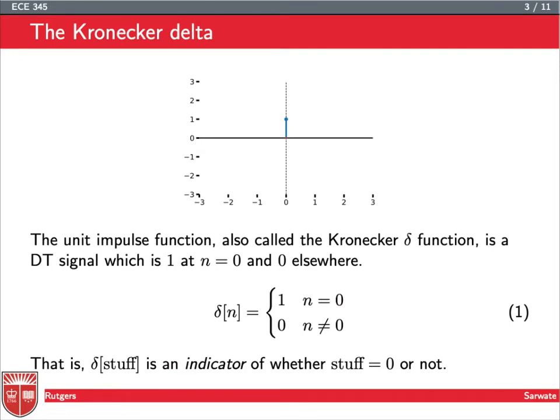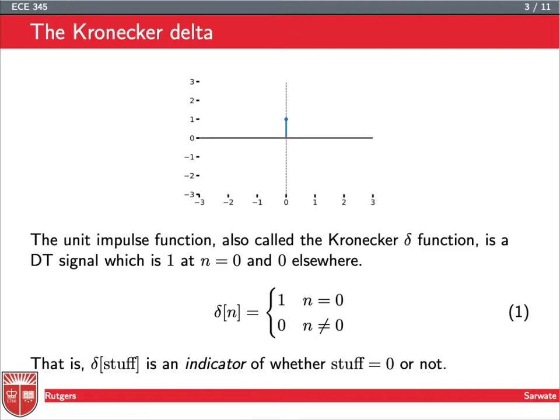So the unit impulse function is very simple. It's 1 at time 0 and 0 everywhere else. So it's just a unit impulse. That is, it takes some value 1 at one point, namely at n equals 0, and then it's otherwise silent. It doesn't have any values anywhere else.